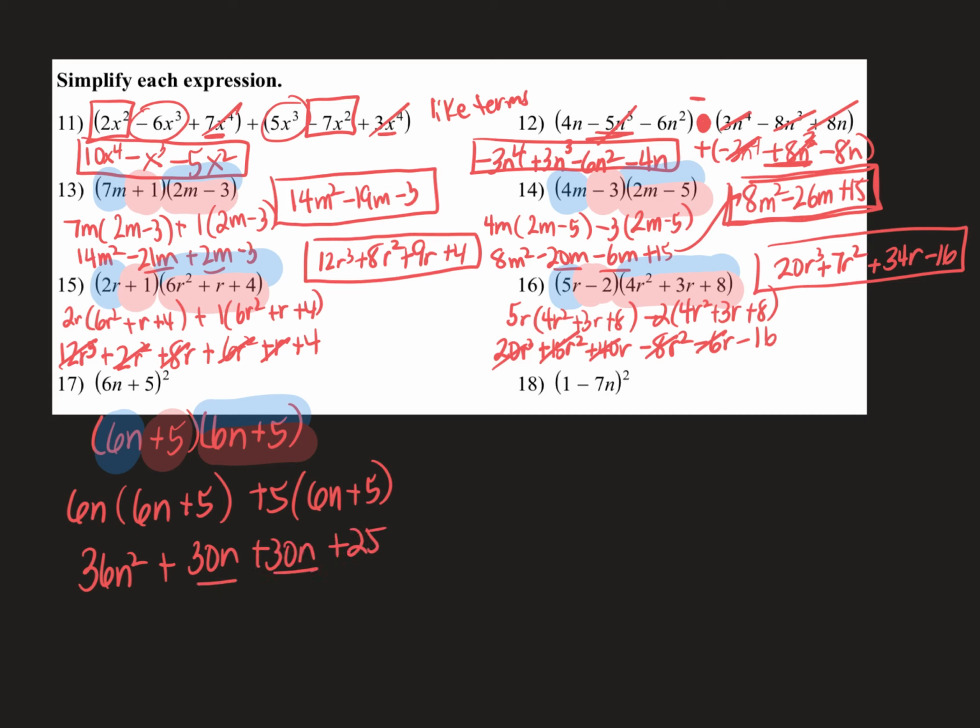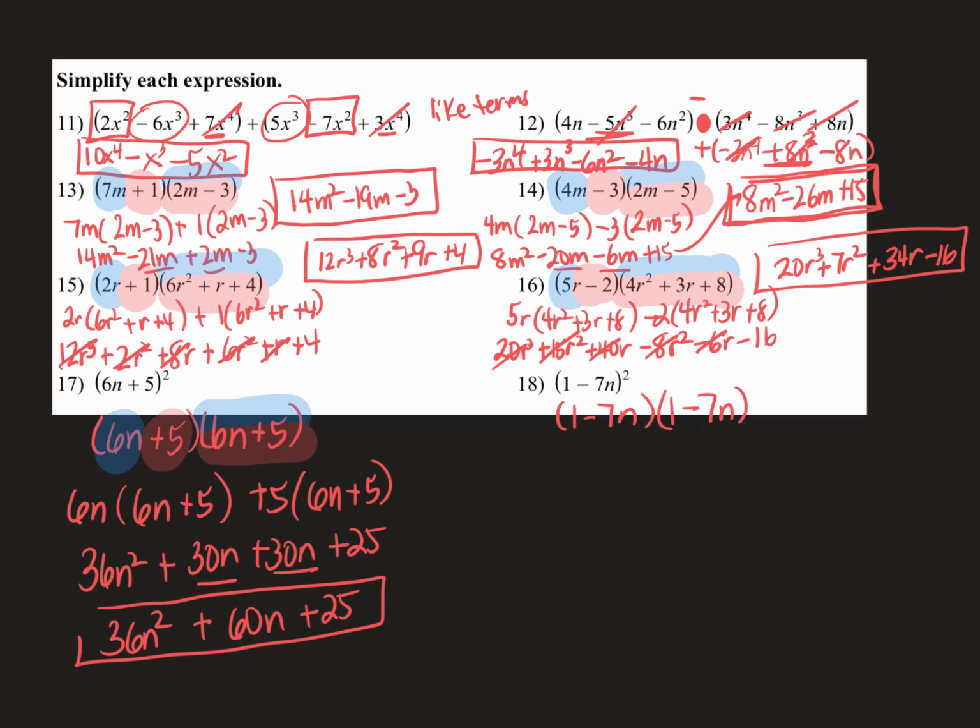These two are my like terms. So my answer is 36n squared plus 60n plus 25. That's the answer to number 17. Number 18, I'm going to write that twice, just like it says, multiply that quantity by itself.